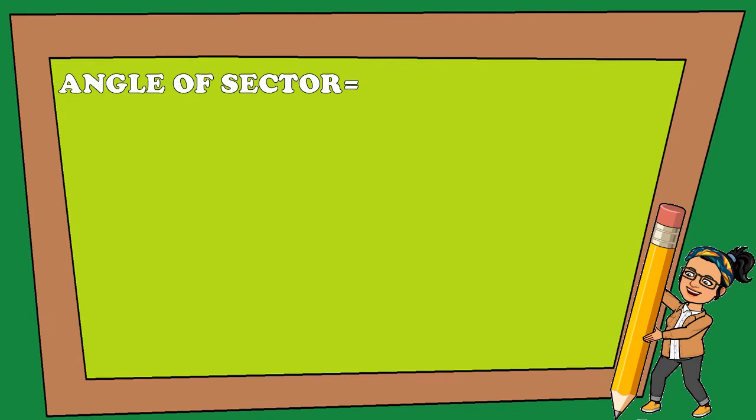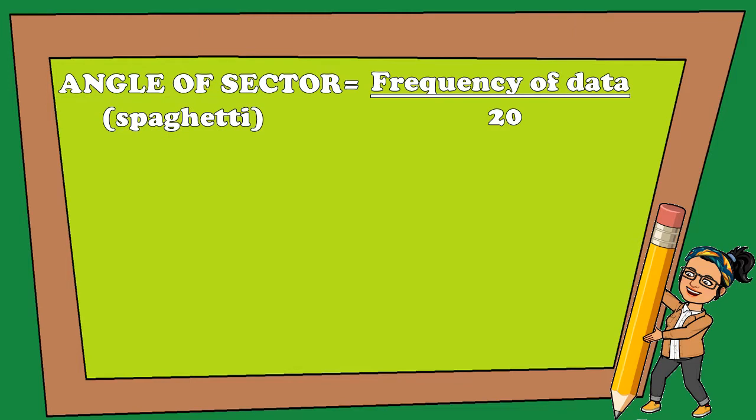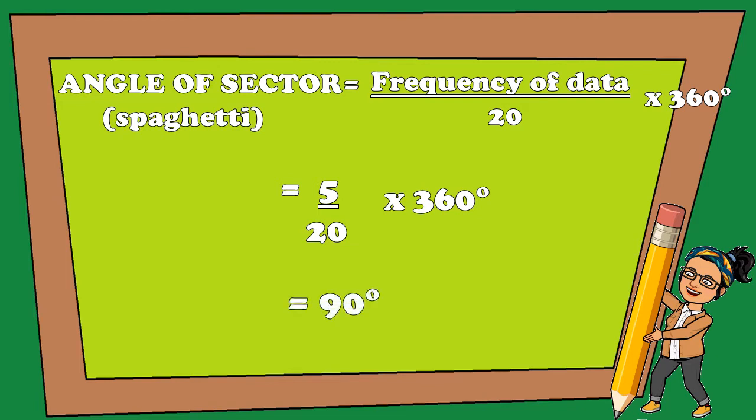Let's find the angle of sector for spaghetti. We divide the frequency of data by the total frequency, which is 20, and then multiply it by 360 degrees. Based on what we've read, the frequency of data for spaghetti is 5. So 5 divided by 20 times 360 degrees. What will we get? That is 90 degrees. So the angle of sector for spaghetti is 90 degrees.